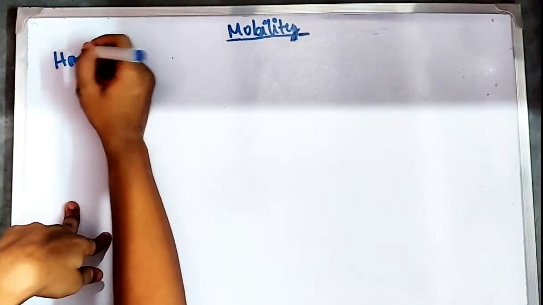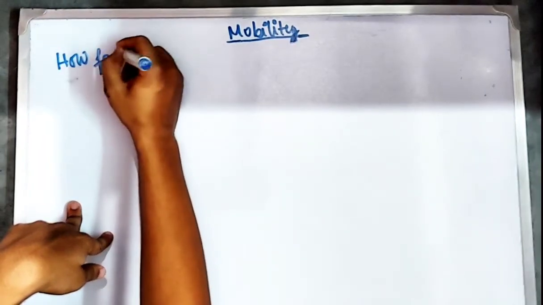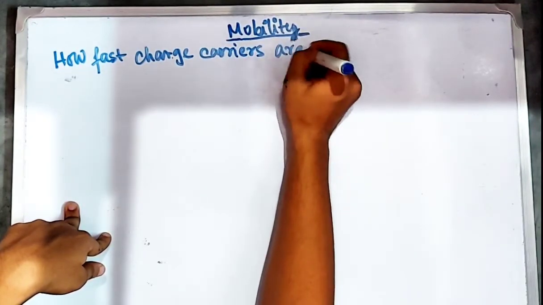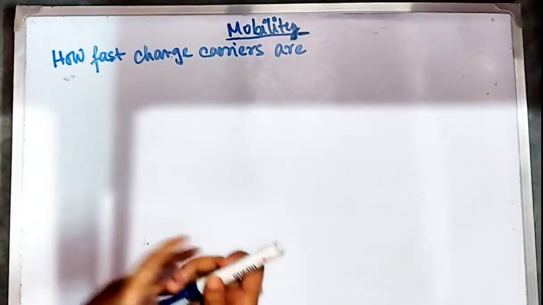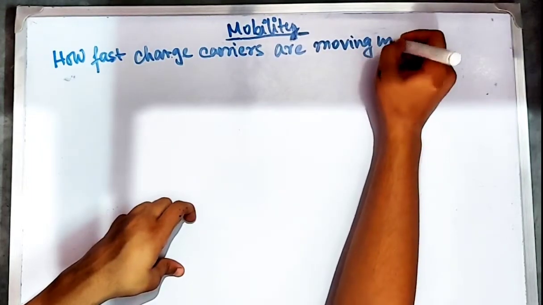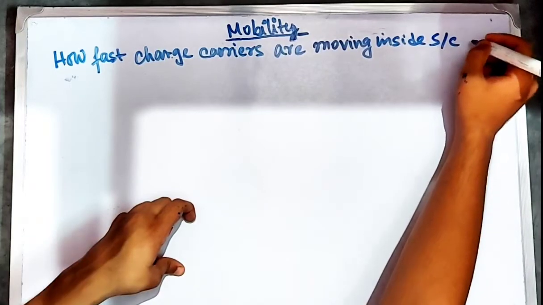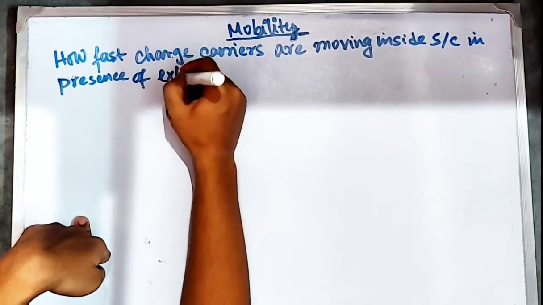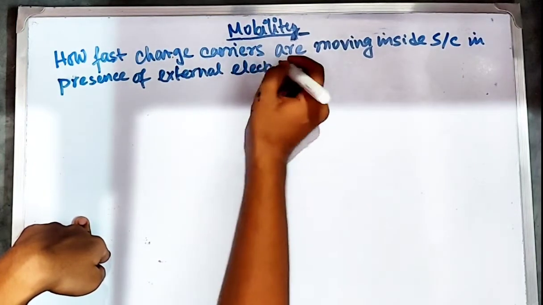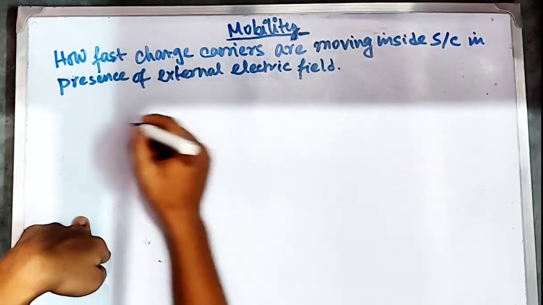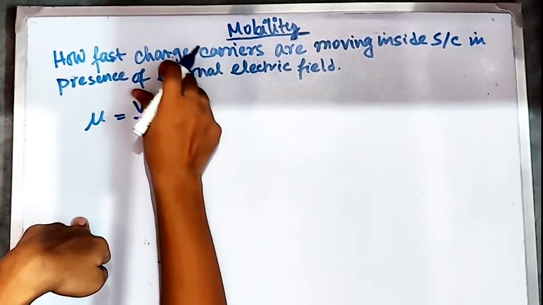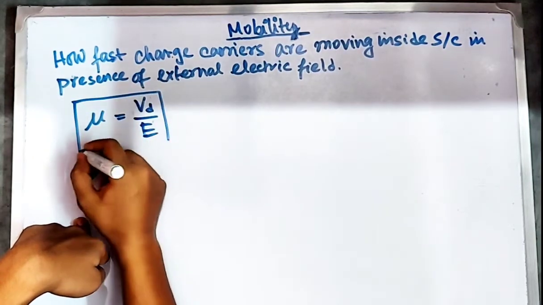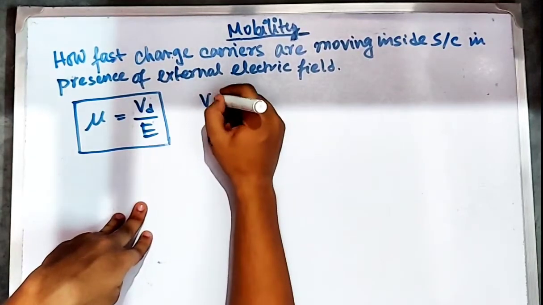So mobility is actually how fast charge carriers are moving inside a semiconductor in the presence of an external electric field, and it is defined as mu equal to Vd by E, where Vd is the drift velocity.